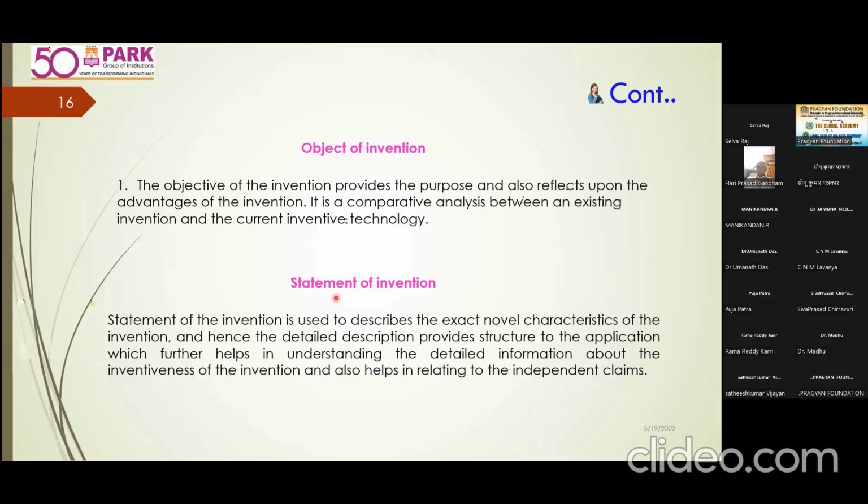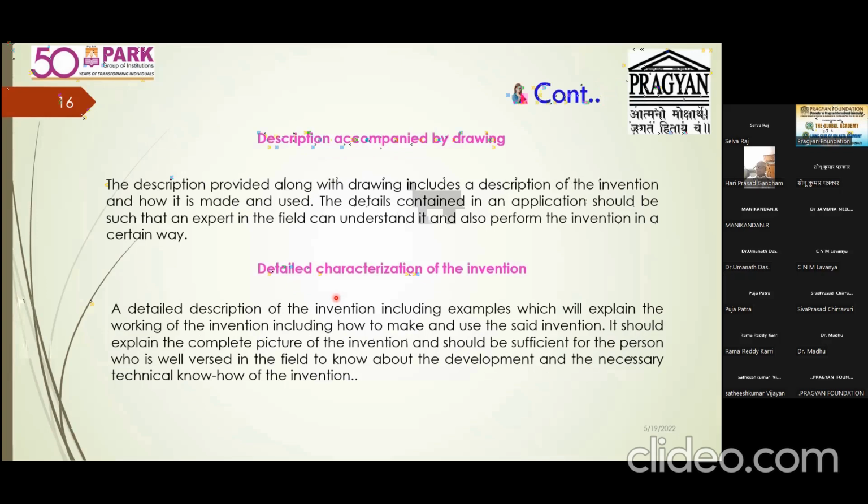After the objective of the invention, we go for the description accompanied by the drawings. You have to relate your drawing with the patent. This picture, this part explains something; according to this machine, this part will be doing something. So we can give some drawing content. After that, we finally go for in-depth documentation.